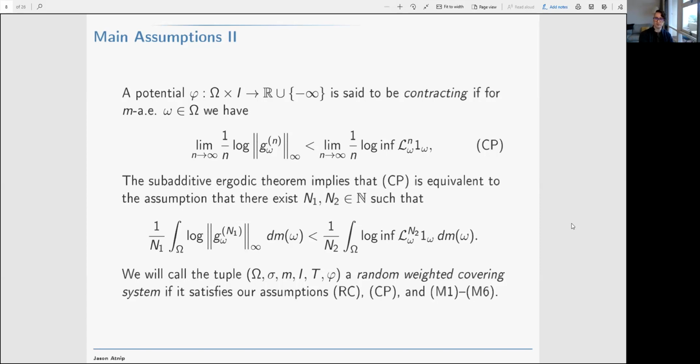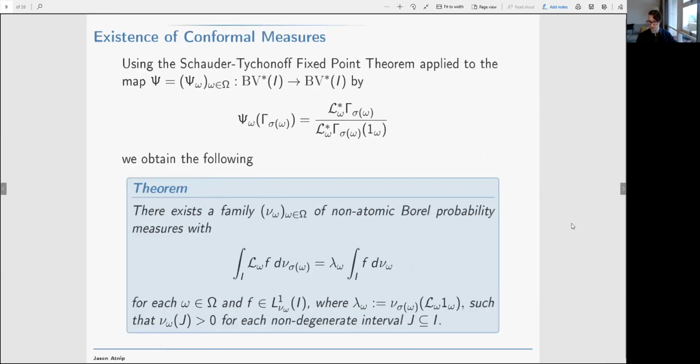Now, we said our goals were to find conformal and invariant measures. So let's start by finding these conformal measures. We'll do that in the usual way, or one of the usual ways, by applying the Schauder-Tychonoff fixed point theorem. And we'll apply this theorem fiber-wise to these maps psi omega. So we'll end up with a fixed point for this map psi, which is a functional living in the dual of BV.